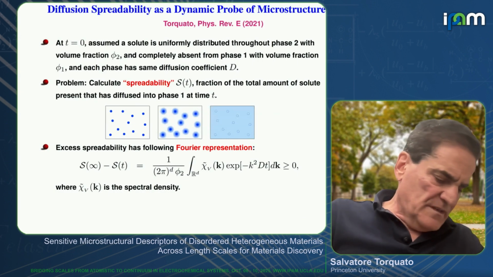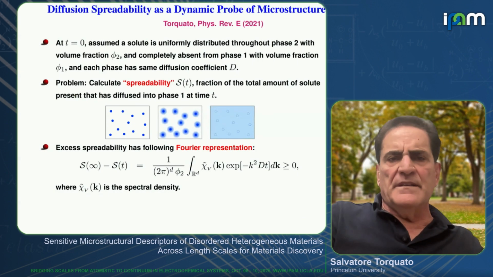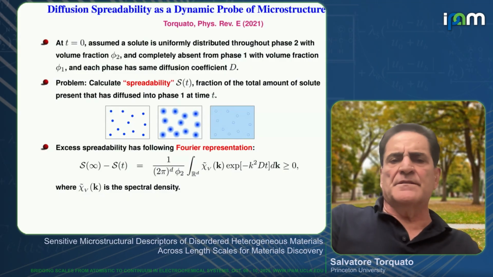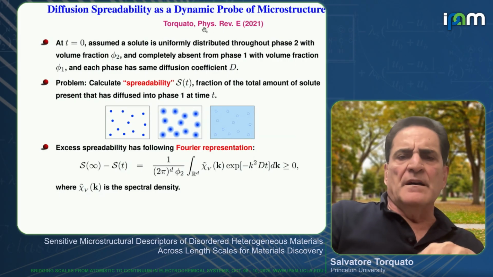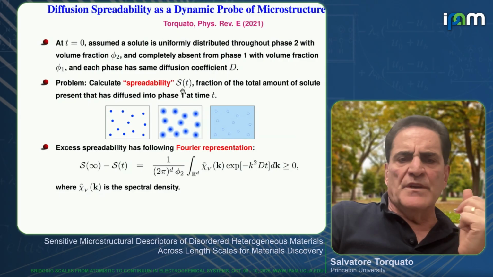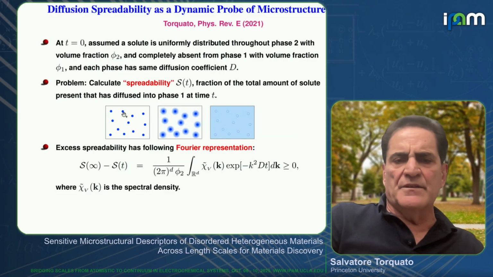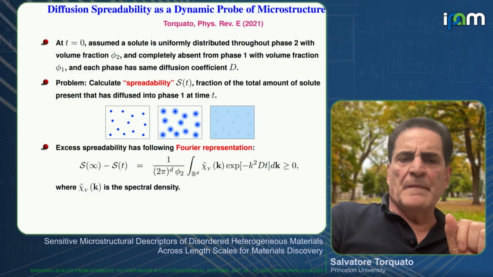Then finally, I want to talk about the diffusion spreadability as a dynamic probe of microstructure. So let me just quickly introduce this quantity. This is a relatively new quantity. So what you do is you imagine that you have solute, and it's going to be in this blue phase at t equals 0.